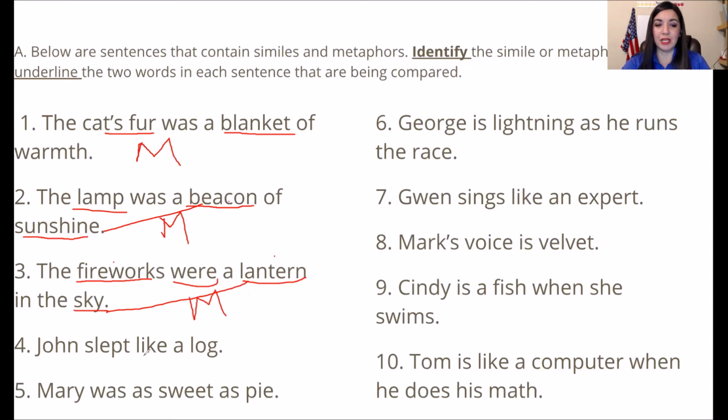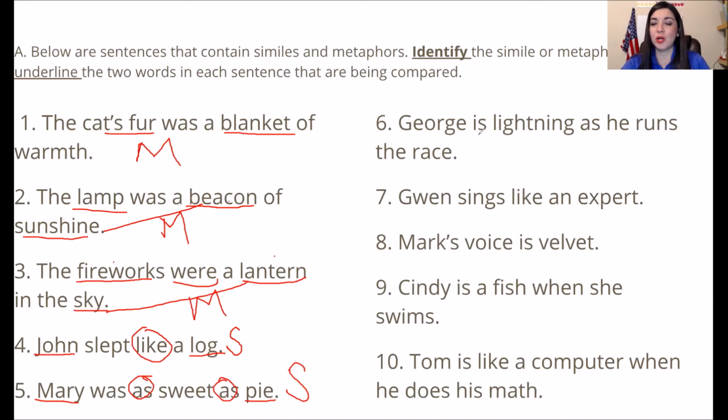Number four, John slept like a log. Okay, we're taking a subject and comparing it to a noun, like a log. And it uses the word like, so it's telling us. So here, this is a simile. So it's telling us that he was very tired. And number five, Mary was as sweet as pie. The subject is Mary, and we're comparing to how she is a pie, sweet as a pie. And so our keywords are here. So this is a simile.